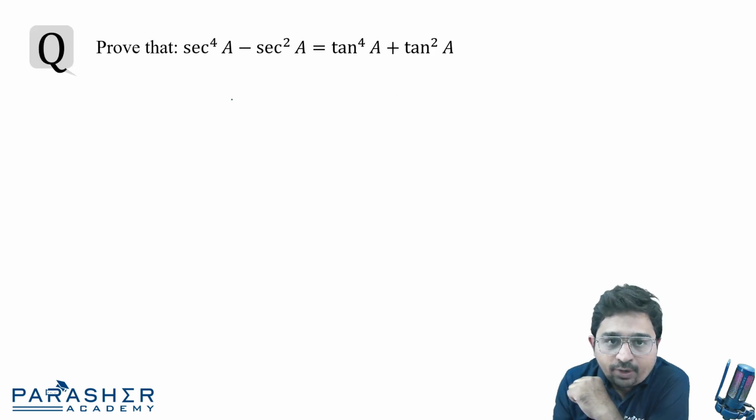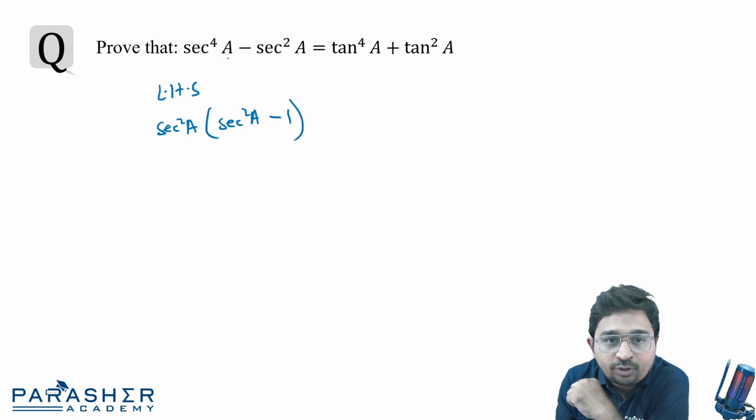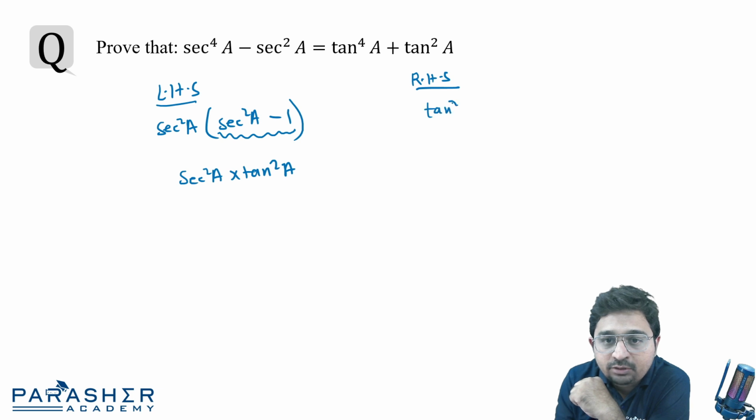If you look at this question, I can see on the left hand side, secant square A can be taken common. Let me try doing that. LHS, I take secant square A common. What do I get? Secant square A minus 1, because secant power 4A will become secant square A and this will become 1, so secant square A minus 1. This should give you an idea that this is nothing but tan square A. So this becomes secant square A into tan square A. This is LHS. Let us look at RHS. On the RHS, I can take out tan square A common.